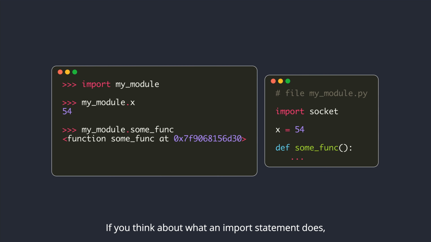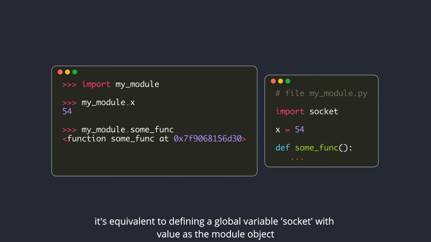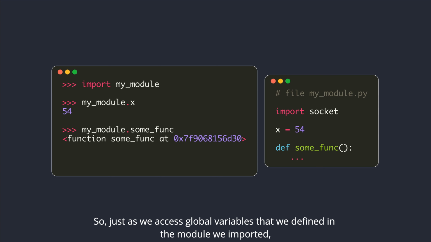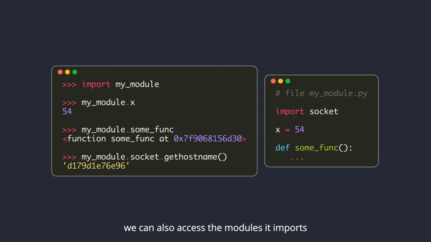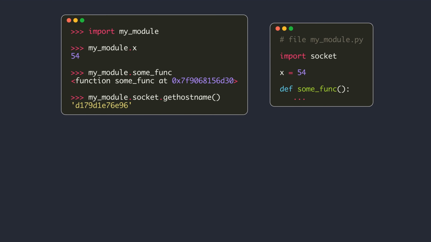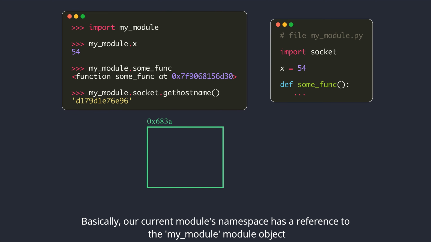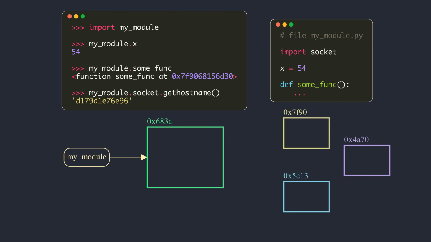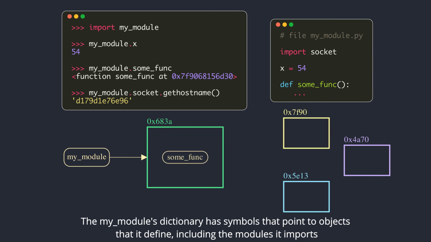If you think about what an import statement does, it's equivalent to defining a global variable socket with value as the module object. So, just as we access global variables that we defined in the module we imported, we can also access the modules it imports. Basically, our current module's namespace has a reference to the my_module object. My_module's dictionary has symbols that point to objects that it defined, including the modules it imports.